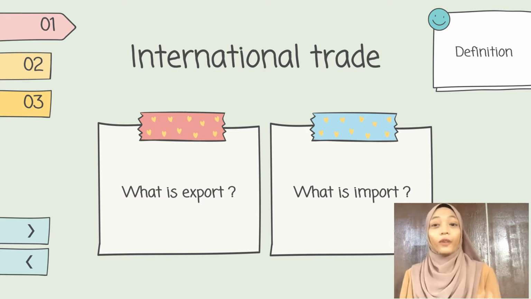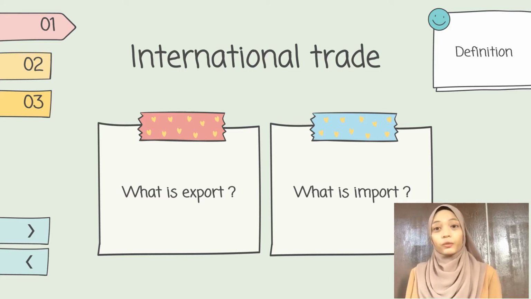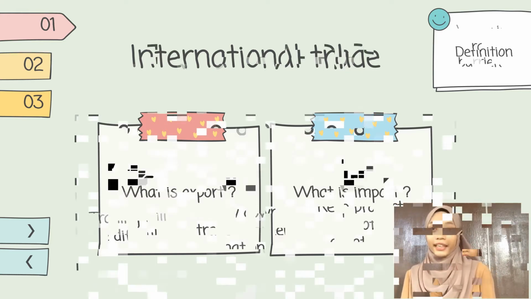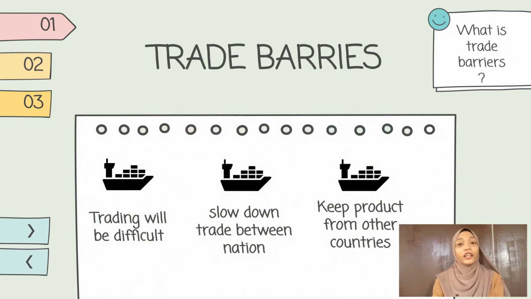So why is international trade good? Because not all countries have all the resources to produce everything they need. I guess you guys already know the meaning of international trade, right? So we will move to our main topic, which is international trade barrier.